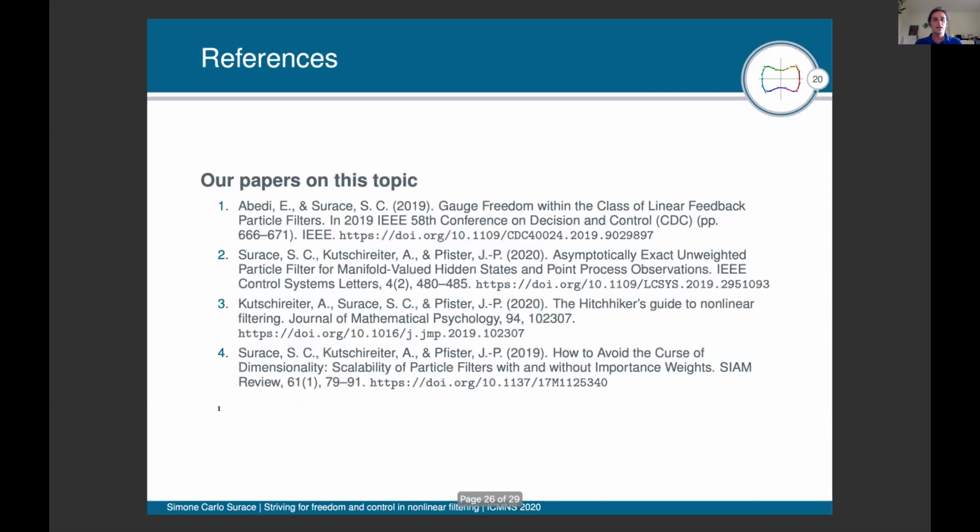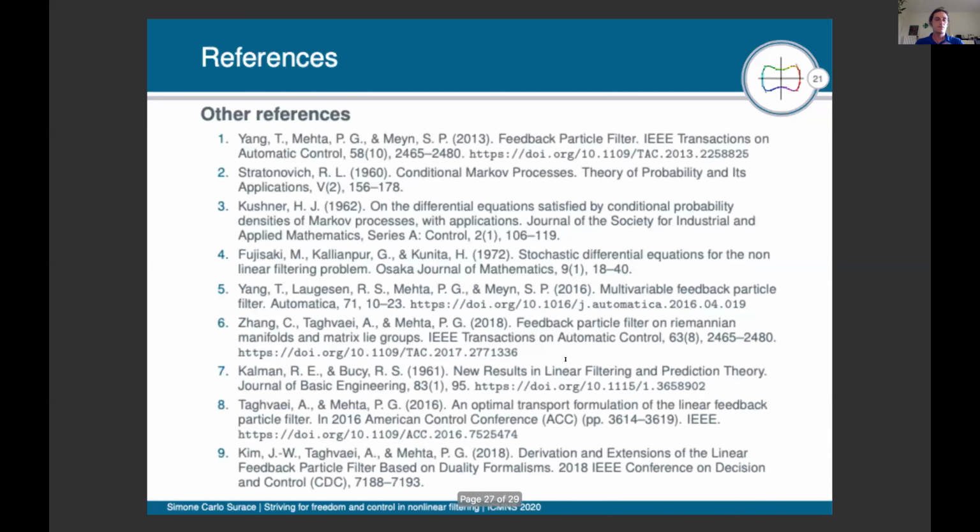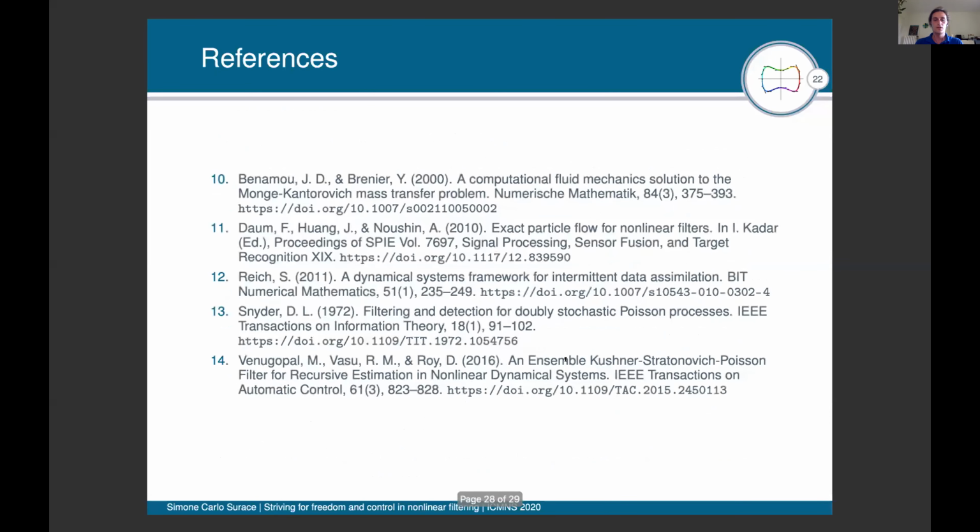Let me just end by showing the detailed references. So I talked about these two papers in my talk. And if you want to learn more about nonlinear filtering in general, a tutorial just came out about nonlinear filtering. And we also wrote this review about scalability of particle filters, as I briefly mentioned, compared to weighted approaches in high dimensions. And I'll just briefly show the other references in case you want to copy them or get them from the recording.